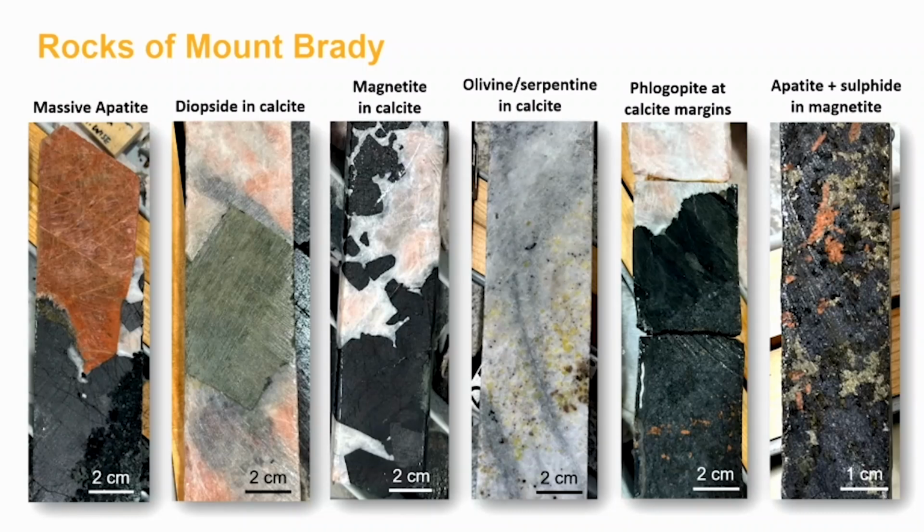And in some places, this apatite is intergrown with sulfides, such as pyrite and chalcopyrite within the magnetite. So there's a lot of carbonate in this prospect, and these rocks and minerals wouldn't look out of place in a carbonatite complex.